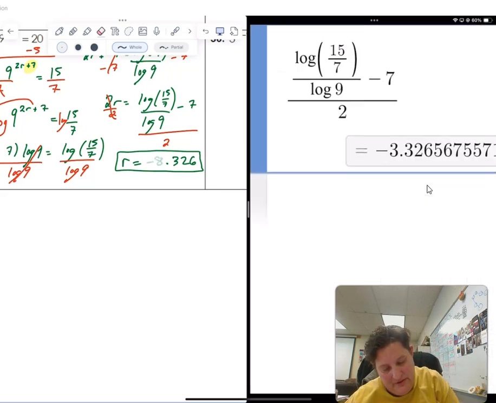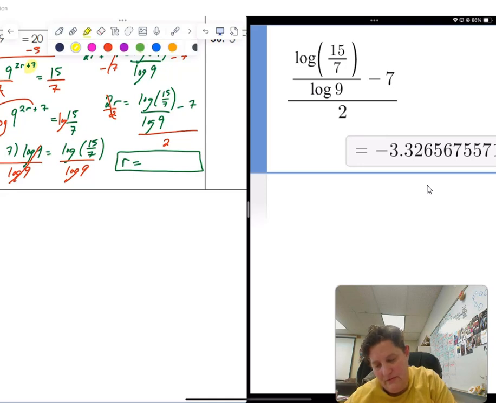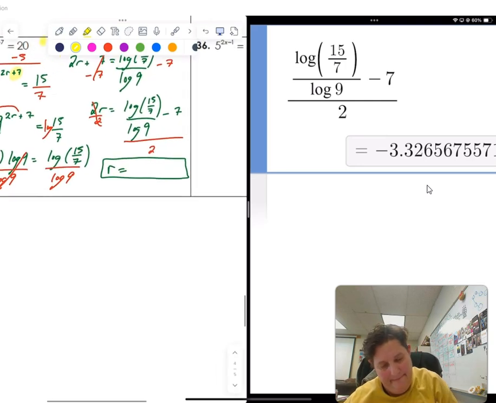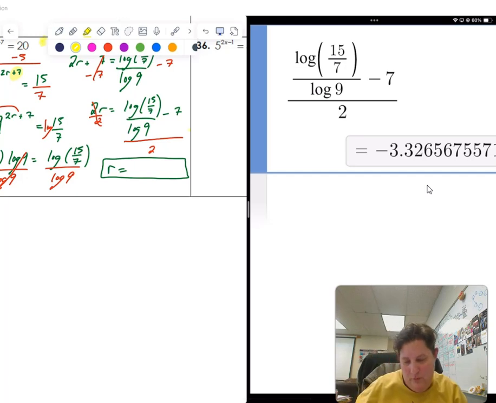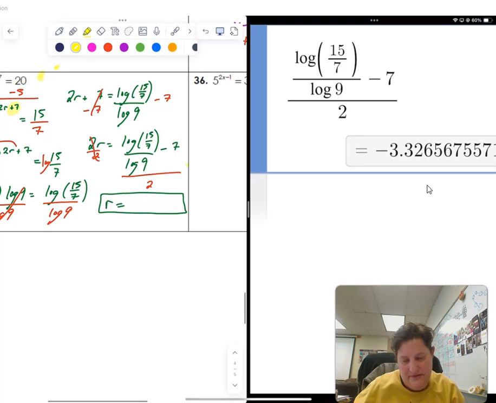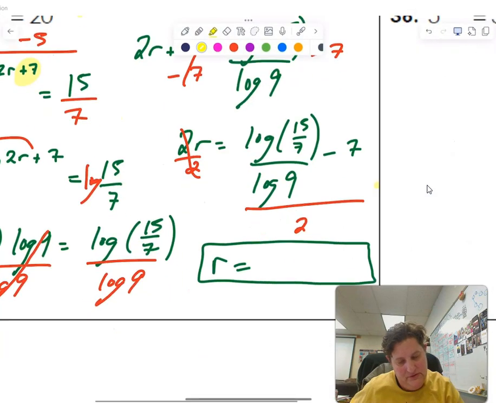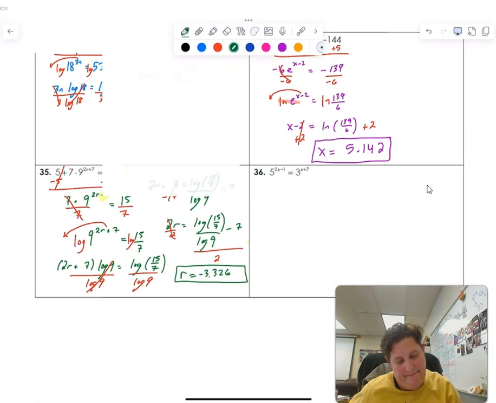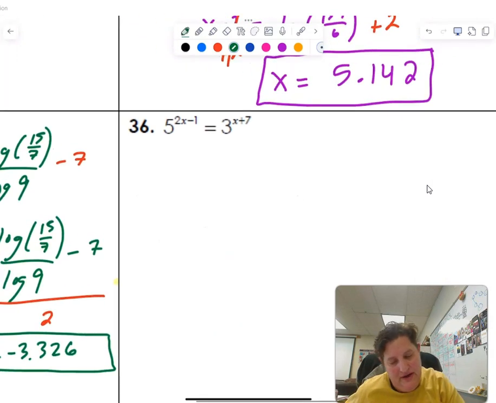So my new answer is... it's not letting me get this. Okay. Negative 3.326. All right, negative 3.326. So let me write that up. Okay, let's do our last question here, guys.